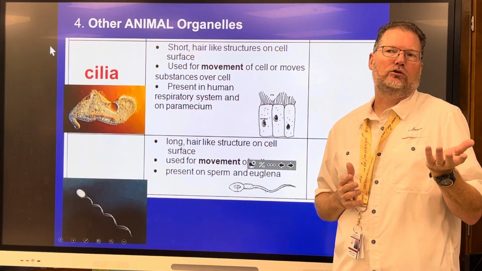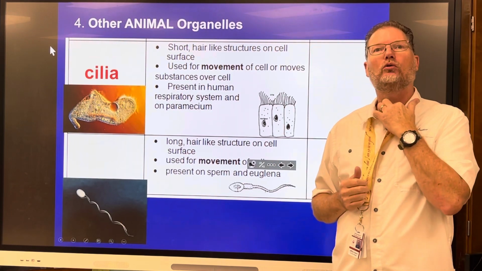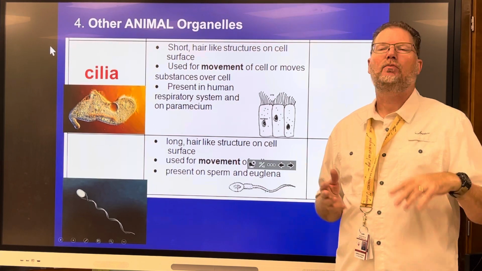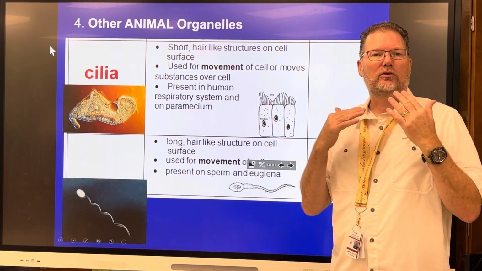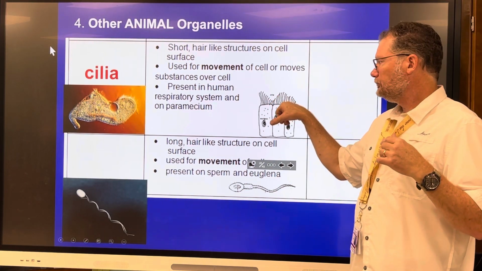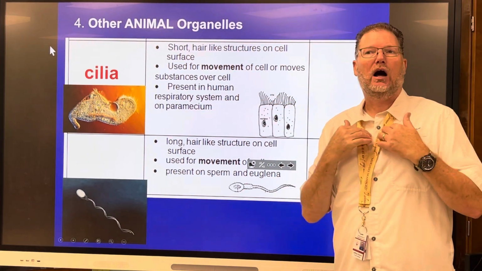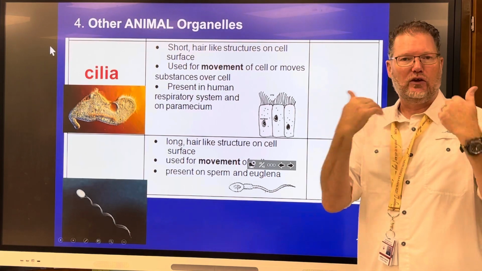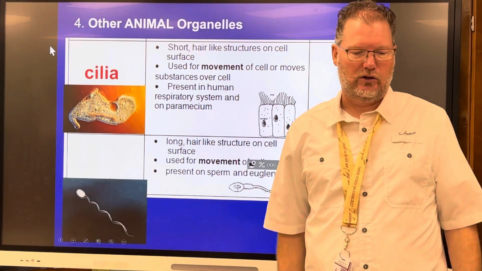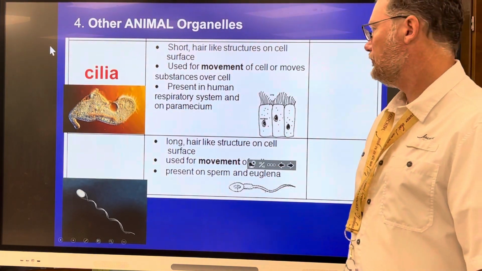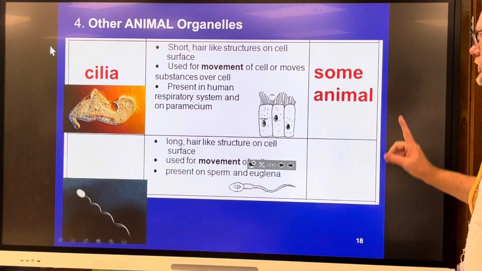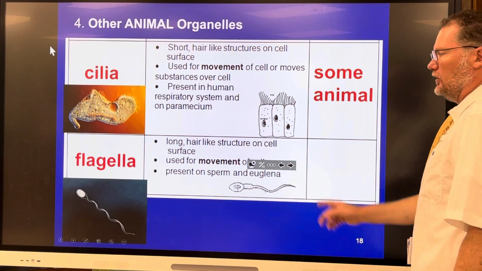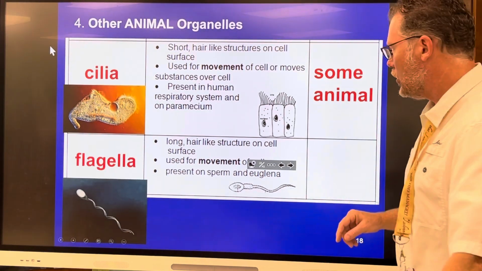So every once in a while, you'll cough up some mucus or whatever. You usually swallow it, but that's your lungs kicking out, using the cilia and the respiratory system, the material that you breathed in, dust and other things, filtering it out. All right. So some animal cells have that. So you wrote that down in your chart there.